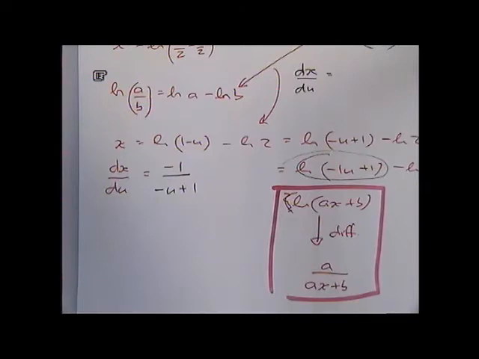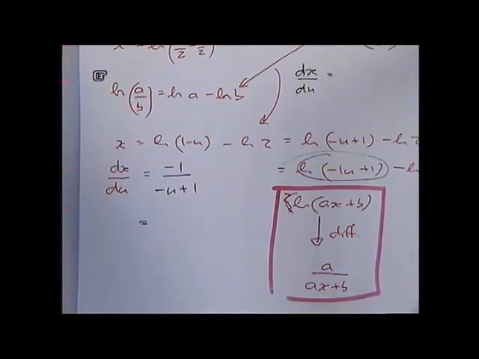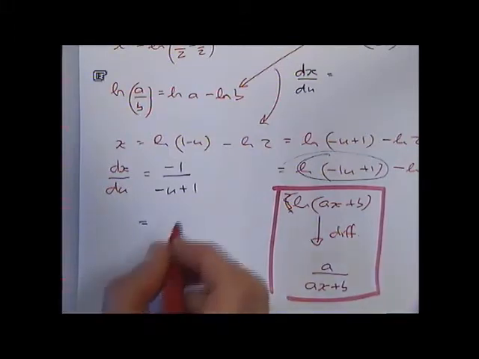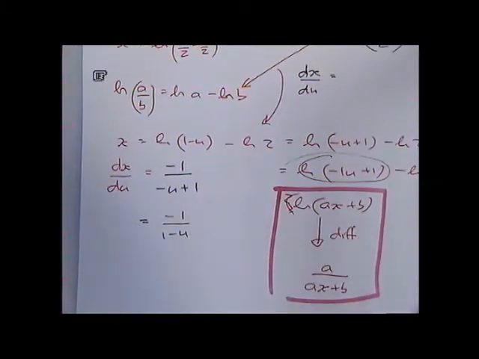Cancel the minuses. Can you tell me what you think you're going to get if you do that? Because you might be right in what you're thinking. Just minus 1 over 1 minus u. Right? Minus 1 over 1 minus u. Okay, that's correct. You've just written the bottom in a different order.